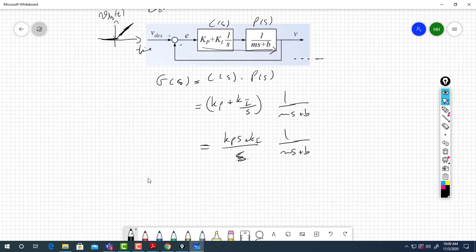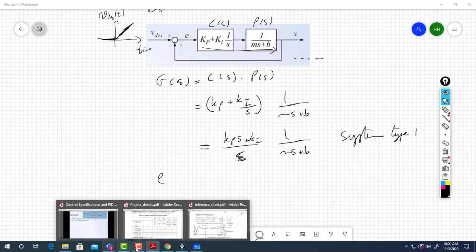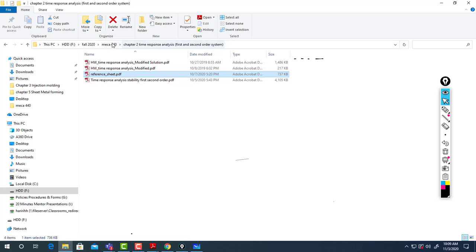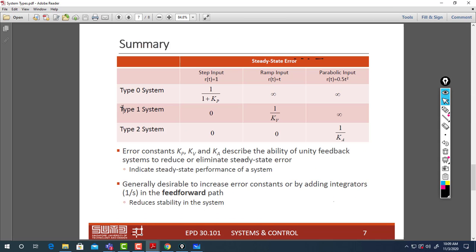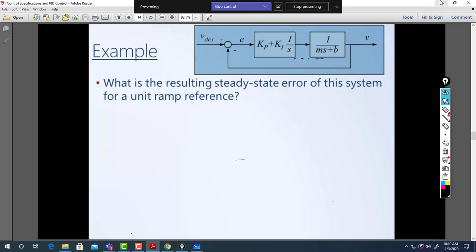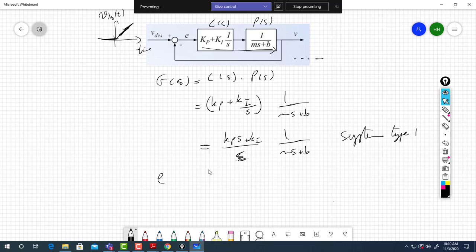So error constant. What's this system, type 1? You don't need to remember by heart. You go to the table. For a system of type 1, what's the steady state error for a ramp input? 1 over Kv, according to the table directly. So my steady state error in this case is 1 over Kv.